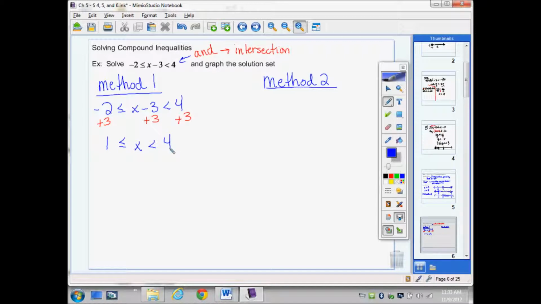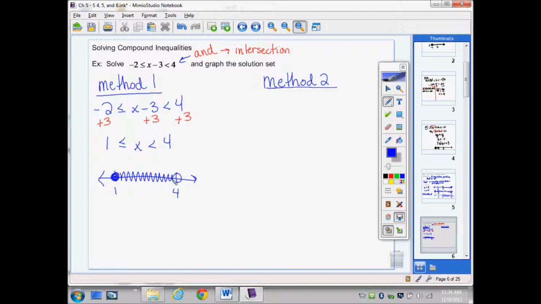The nice thing about keeping the inequality together in this manner, this shows you how it graphs. I have a 1, I have a 4. This is giving me a solid dot. This will give me an open dot, and the x is in between the two. So you shade that way. So that's kind of nice because it tells you exactly where to shade.